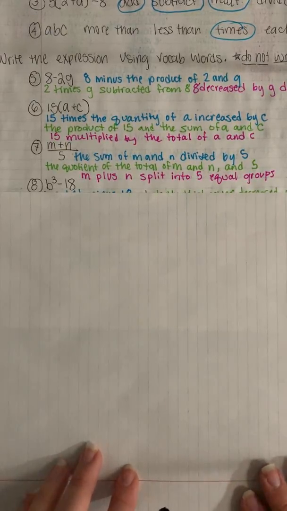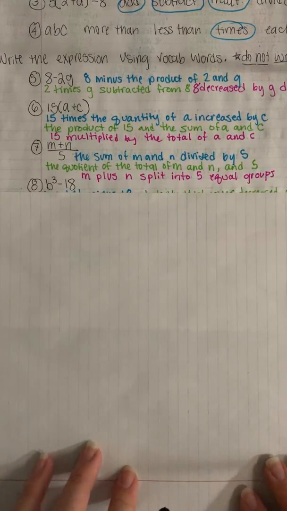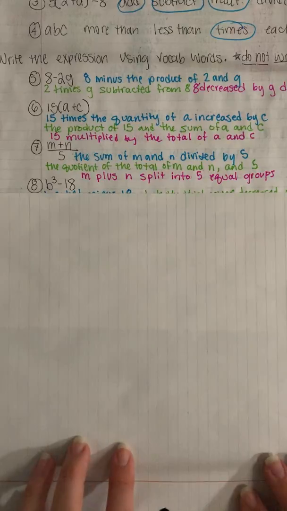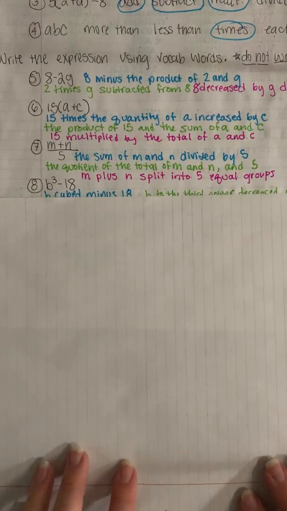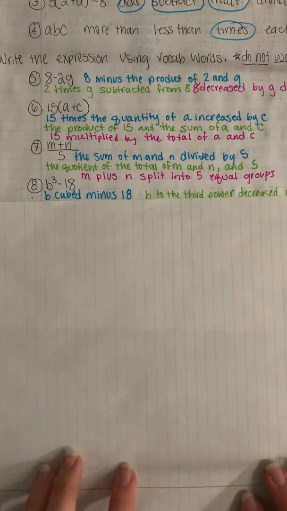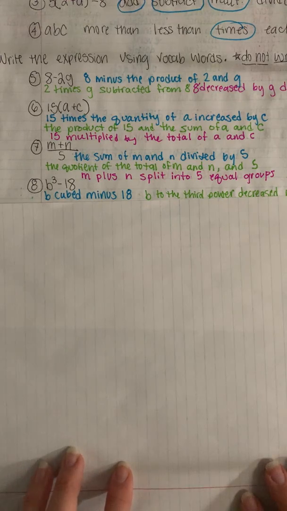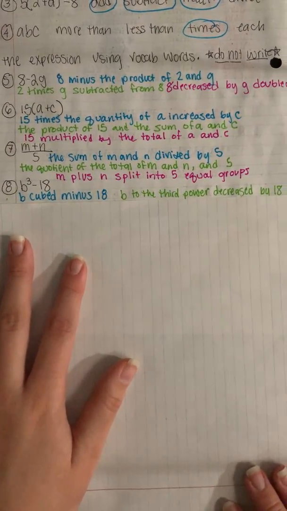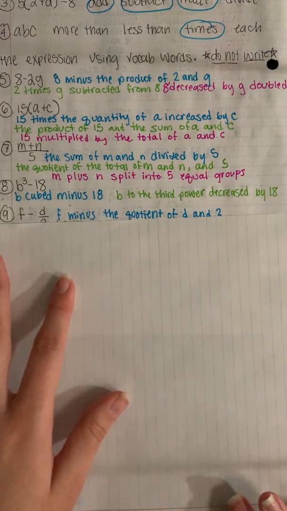Our next expression has an exponent, and it's a 3, so we need to make sure that we say cubed instead of squared, or we could say to the third power, the power of 3. In blue, I wrote the first option. You could write b cubed minus 18. You could also say b to the third power decreased by 18.